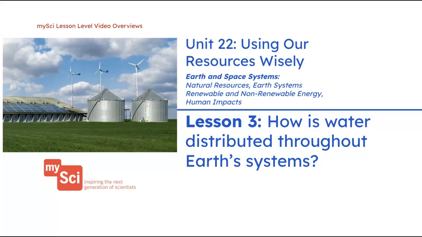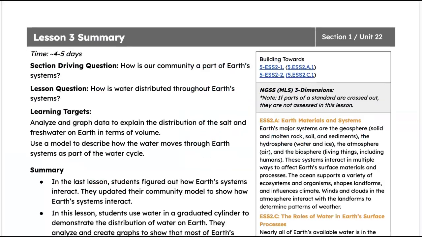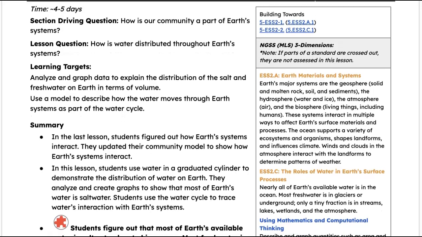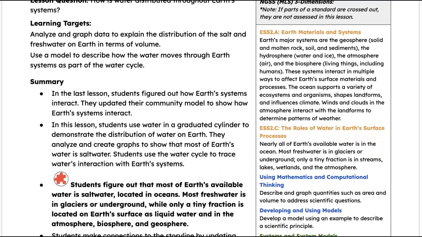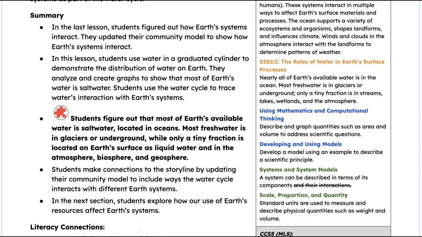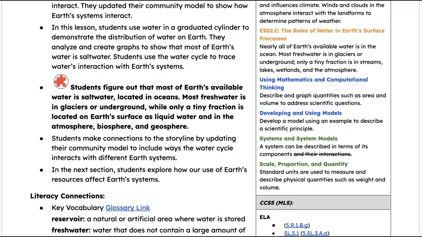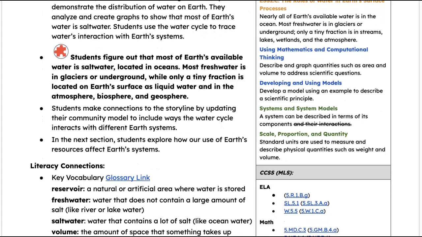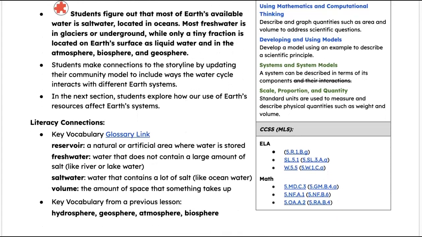Students make connections to the storyline by updating their community model to include ways the water cycle interacts with different Earth systems. There are several opportunities for ELA and math cross-curricular connections throughout the lesson. You can look for specific standard connections in the Unit 22 Teacher Guide. This lesson will take approximately 4 to 5 days to complete.